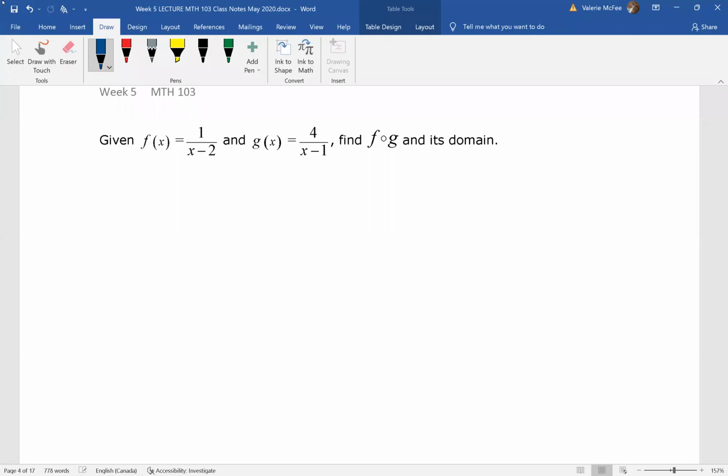So this question is going to use all of your algebra skills. We're asked to find f composed with g. So that definition is the f of the g of x. Now the g of x is, of course, all of this. So we have to substitute that here.